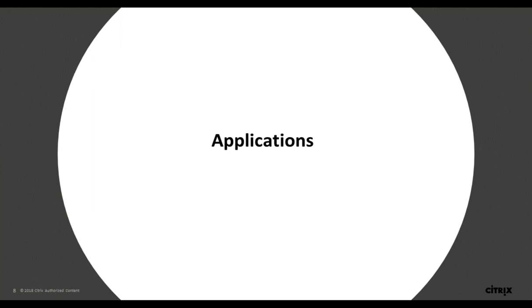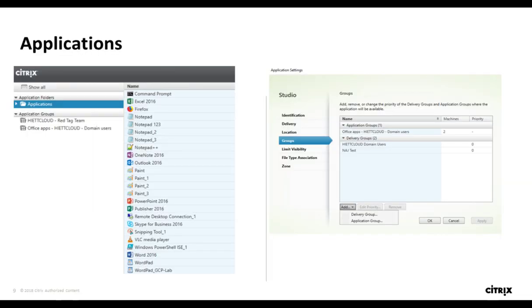Now, let's talk about applications. This part of the console displays the applications that were discovered in a machine created from the master image. Choose one or more applications to add to the delivery group, and you're done. You can also add or create applications manually. You'll need to provide the path to the executable, working directory, optional command line arguments, and display names for administrators and users. Some important points to consider.